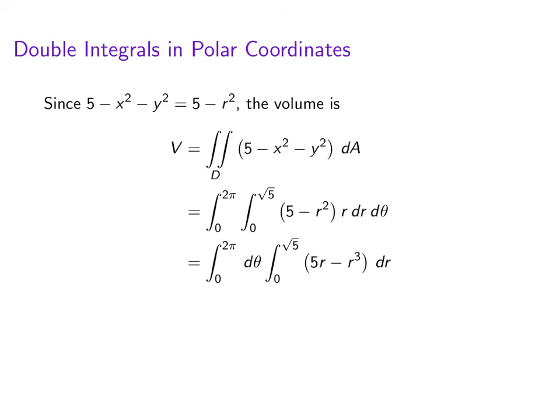Everything factors nicely. We can separate out the thetas and the r's. And if you work out the integral, we get 25 pi over 2. Pretty straightforward anti-differentiation that has to be done there.